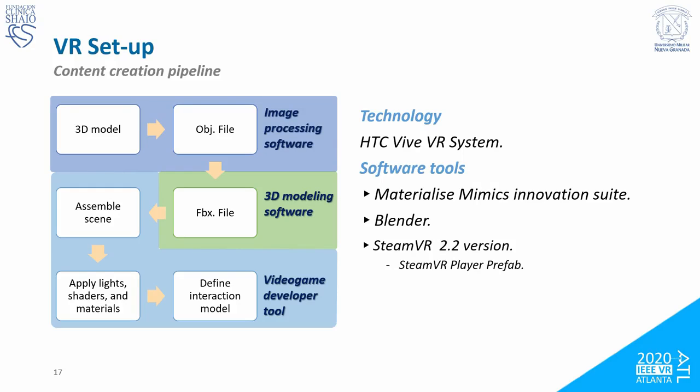The following operations are performed to incorporate the final 3D model into the virtual reality system. First, we export the 3D model from the Materialise Medical Suite to a 3D modeling software to generate an FBX file. Then, we import this file into the scene of a video game developer tool. It is necessary to apply an adequate set of lights and shaders based on the preference of the surgeon. The scale is augmented to allow the observation of internal structures.